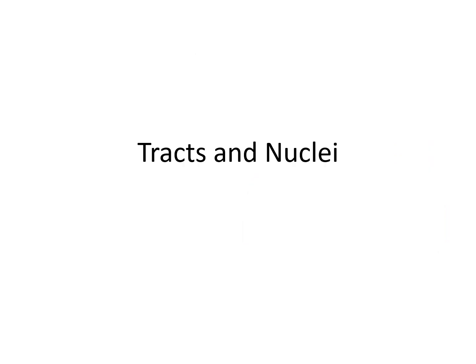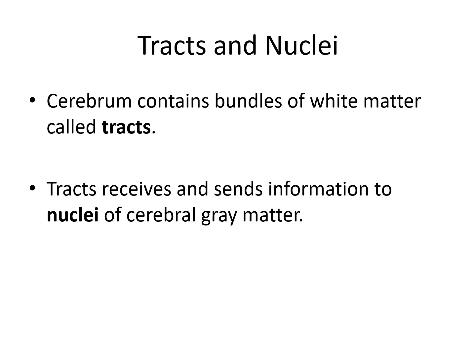Two other terms we mentioned in previous lectures are tracts and nuclei. And these are going to be important means of communication within the cerebrum. And remember, tracts are bundles of white matter that communicate with nuclei, which are the cell bodies, dendrites, and non-myelinated axons in the gray matter.